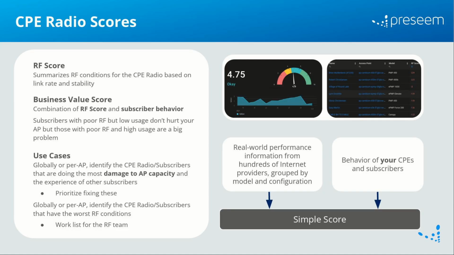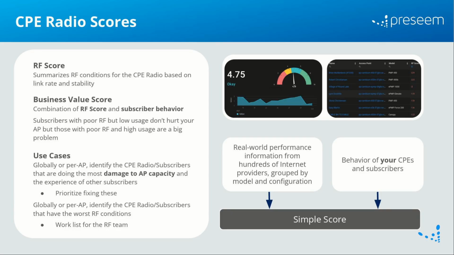They're putting less demand on the network, and so if you were trying to decide which radios to go fix first in the field, if you have degradation, you can say which ones are causing the most damage to AP capacity, and you'd prioritize fixing those. Whereas if you're talking about just raising capacity overall, independent from customer usage, then you can still identify those CPE radios and the subscribers attached to them by sorting by RF score.